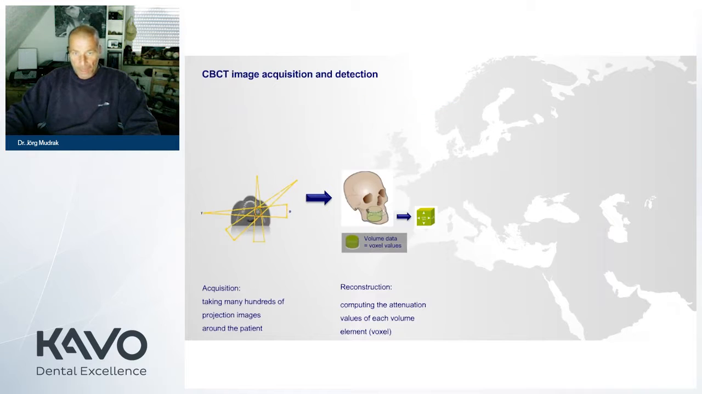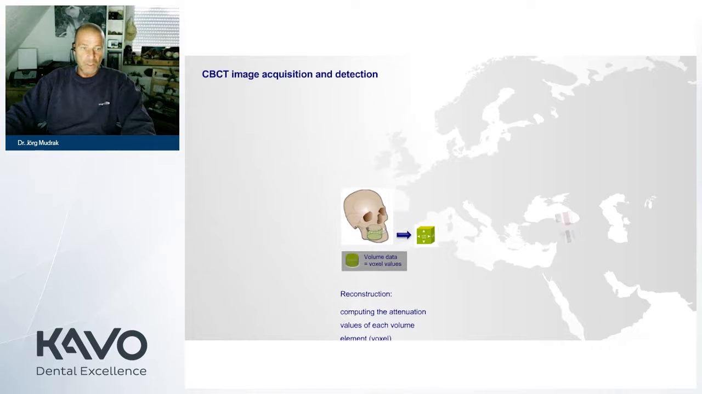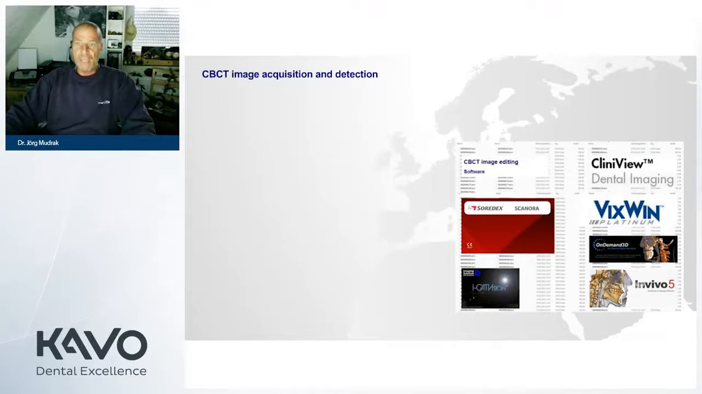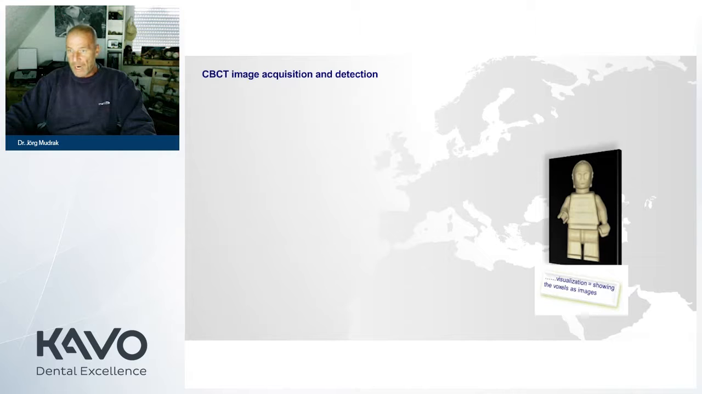If we look at the workflow, of course, we have to take the images. That means we are taking many hundreds of projection images that go in one circle around the patient. Then after this, we have to do some reconstruction. That is not what we do. That is what our computer is doing. So we need the hardware which is able to reconstruct the huge amount of data we are achieving. And of course, the most important part afterwards is to choose the right platform or the right software to edit the images. That means we are now in the status where we have to visualize, to show the volume as images.